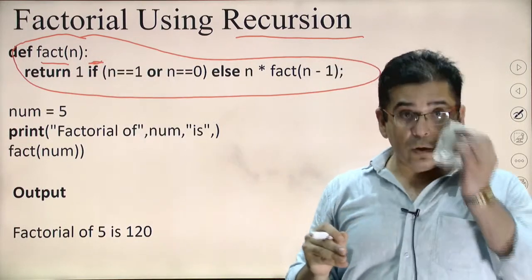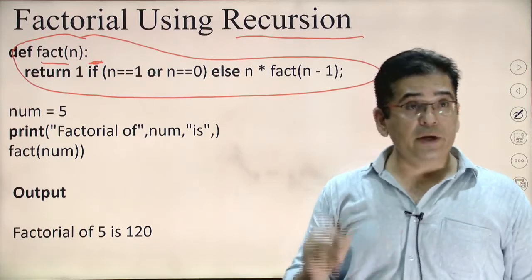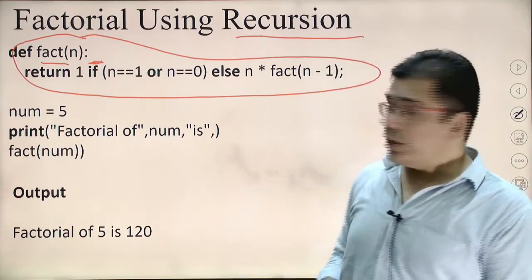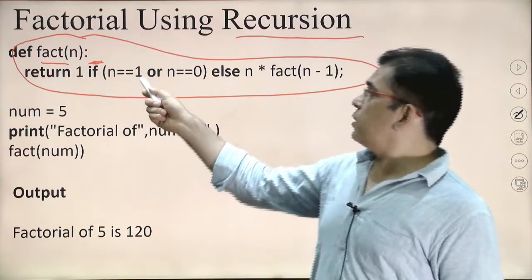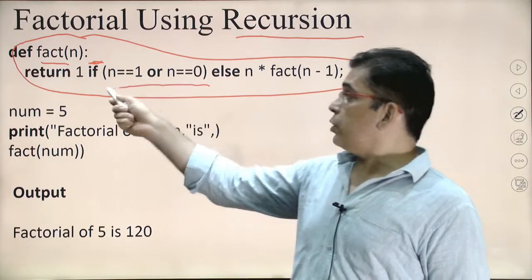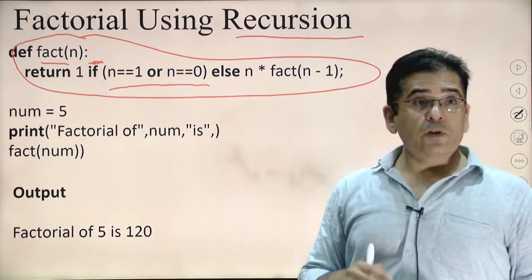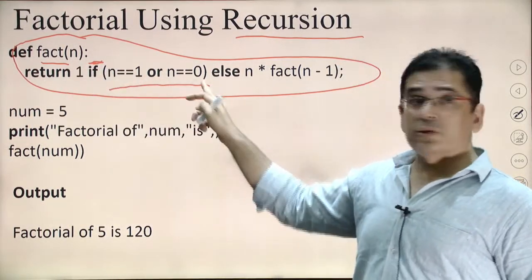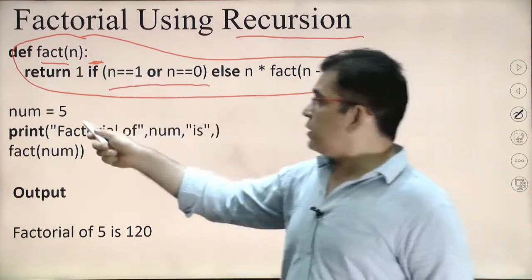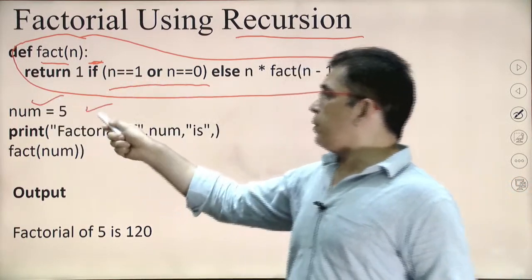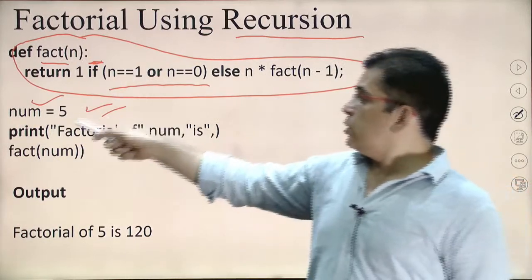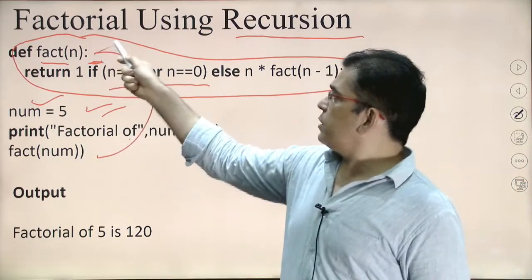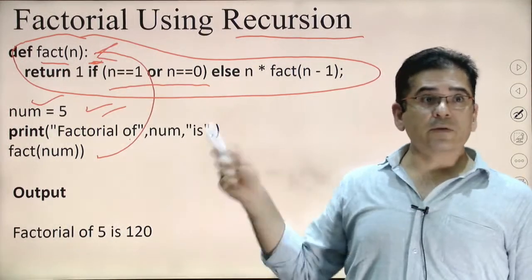As I have already told you many times, colon is mandatory to write if you are writing in Python. Now return 1 if n is equal to 1 or n is equal to 0. Means if the value entered for n is either 1 or 0, this n will receive the value from this variable num, because the num will be passed from here to here. You can see here, this is the recursive call.